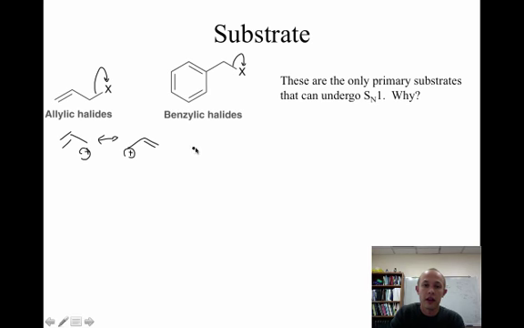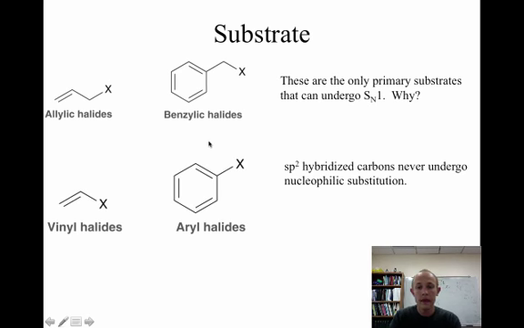Similarly, if this halide leaves, we generate a benzylic carbocation, which will have 3 additional resonance structures. So this is an extremely stable primary carbocation which can undergo SN1 reaction. I also want you to keep in mind that sp2 hybridized carbons never undergo nucleophilic substitution reactions. This is called a vinyl halide. This is called an aryl halide. We'll never see SN2 or SN1 reactions of these compounds.